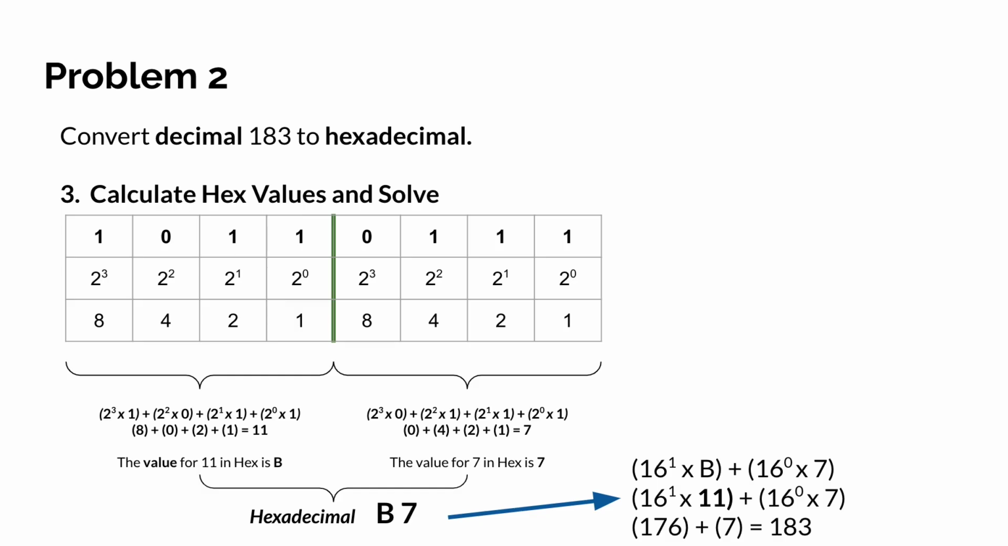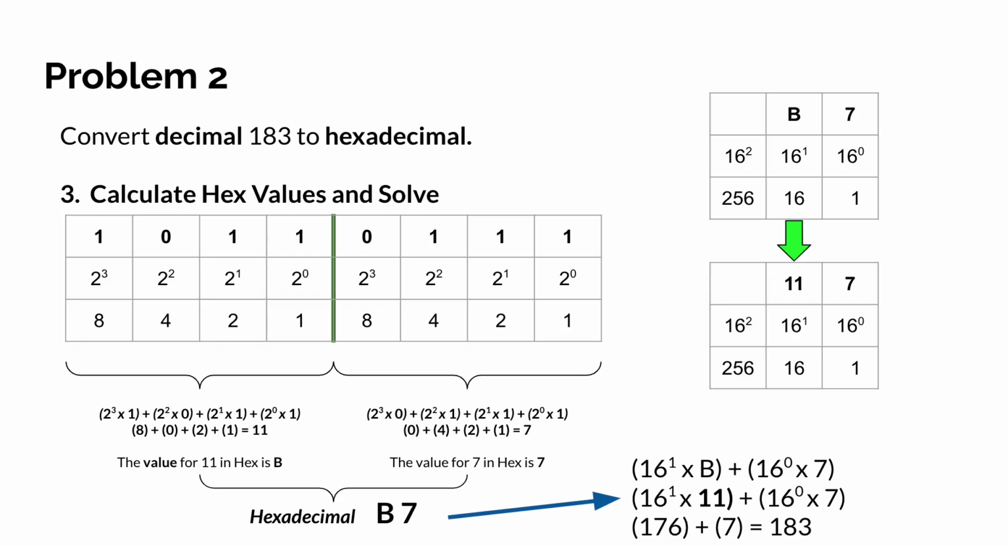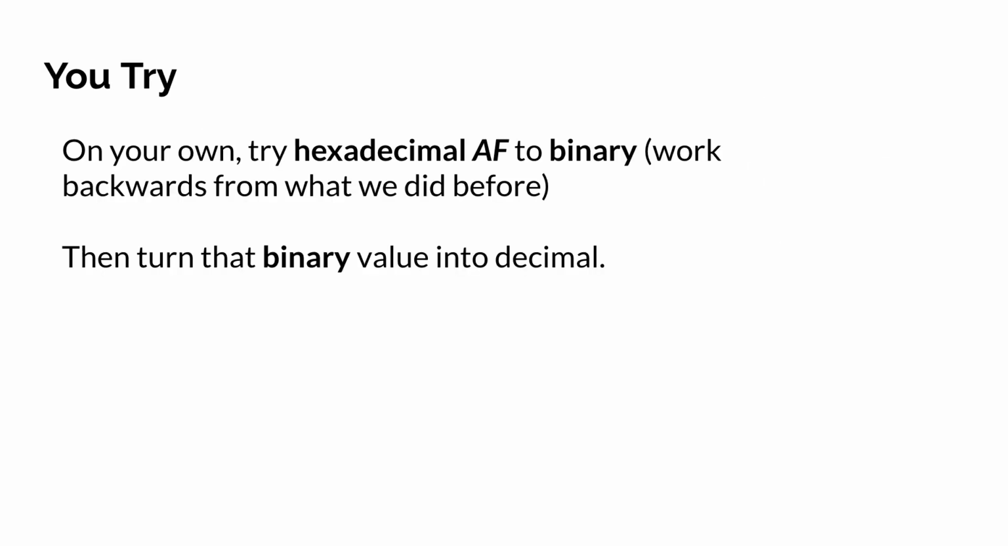16 to the 1 times 11, which is B in this case, is 176. So we get 176 plus 7, that's 183. And again, I'll just throw up the chart. There's the conversion in that form. Okay, no leading zero that time. I want you to try.